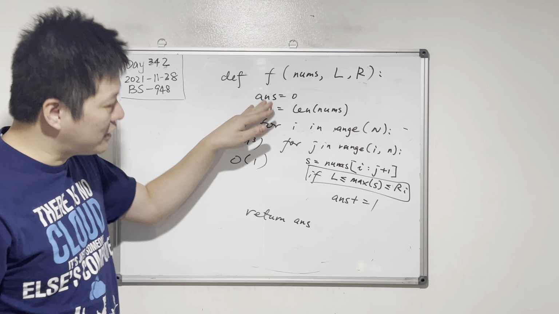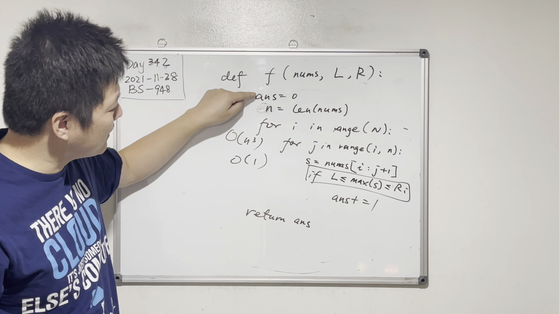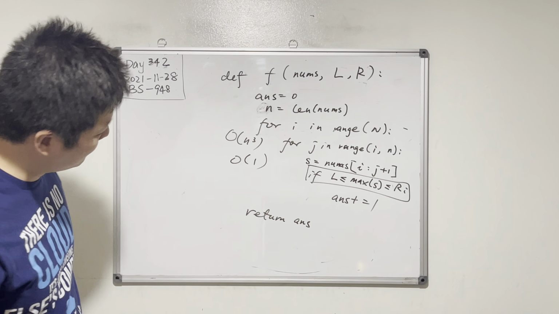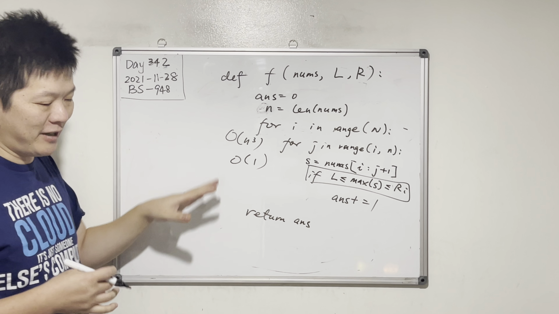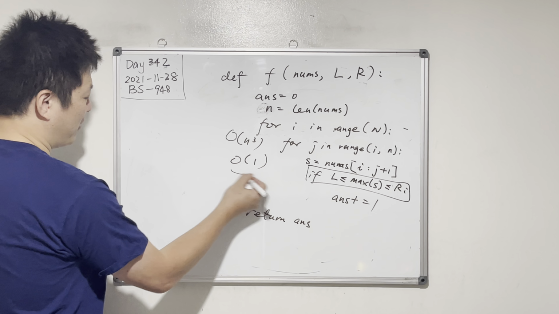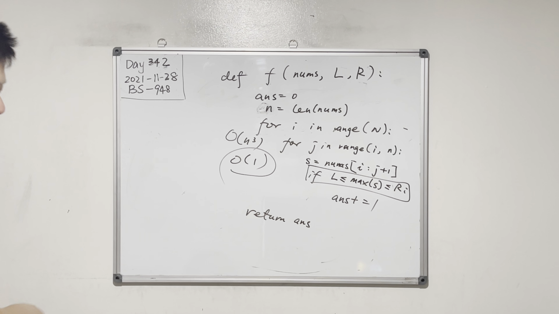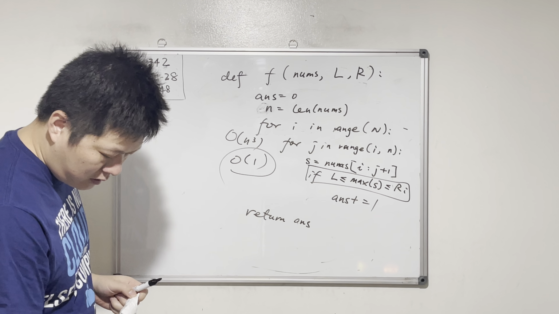To be strict, we are using constant space. We are using this answer, but it's constant. When I said we are not using space, that's not quite right. We're using constant space, so it's O(1). Make sense?